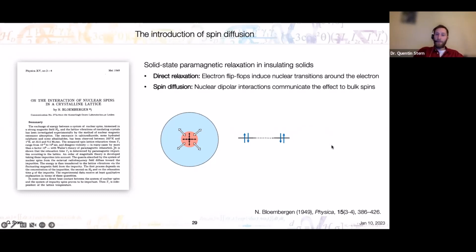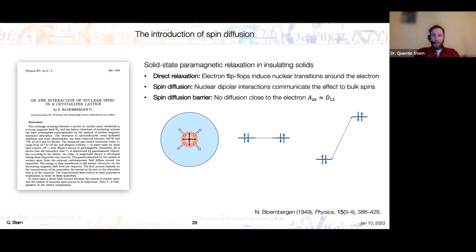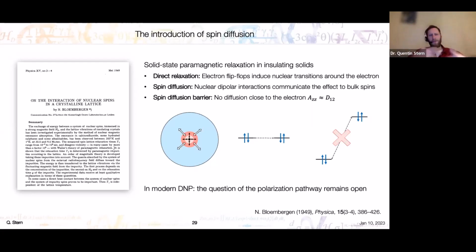What Blomberg realized already in '49 is that for the nuclei that are very close to the electron, the alpha beta and beta alpha states are no longer degenerate, and this makes the flip-flop not energy conservative, so it's quenched. And now, even decades after Blomberg proposed this model and it was improved in many ways, it is still very difficult to know at which point this effect stops being a problem.